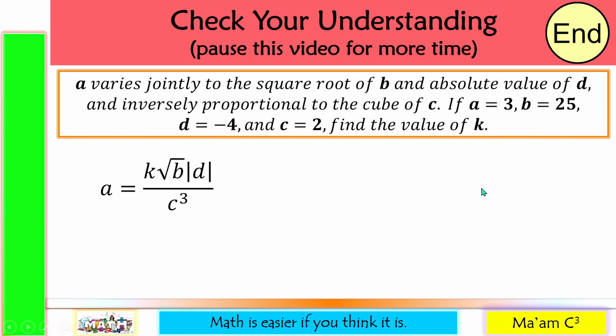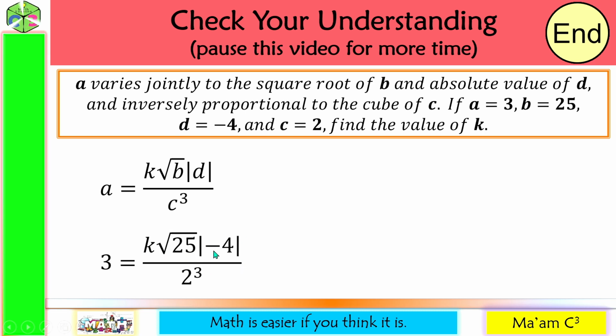Now let us substitute 3 for our A, 25 for our B, negative 4 for D, and 2 for our C to solve for the value of K. Square root of 25 is 5. The absolute value of negative 4 is 4. And 2 cubed, 2 times 2 times 2, is equal to 8. Let's do cross multiplication. 3 times 8 is 24, while 5 times 4 is 20.